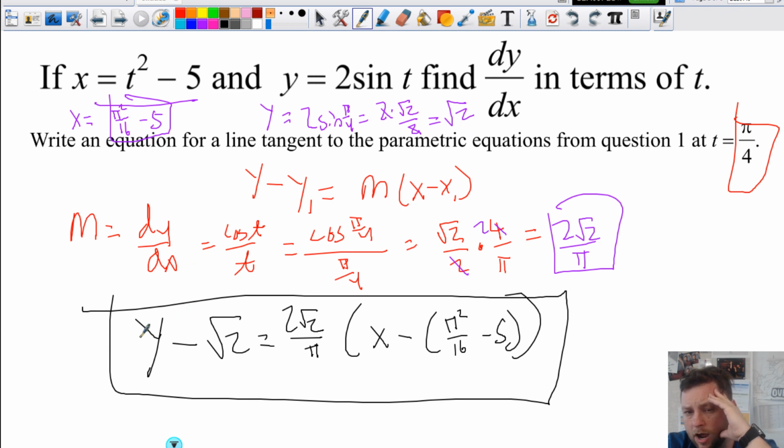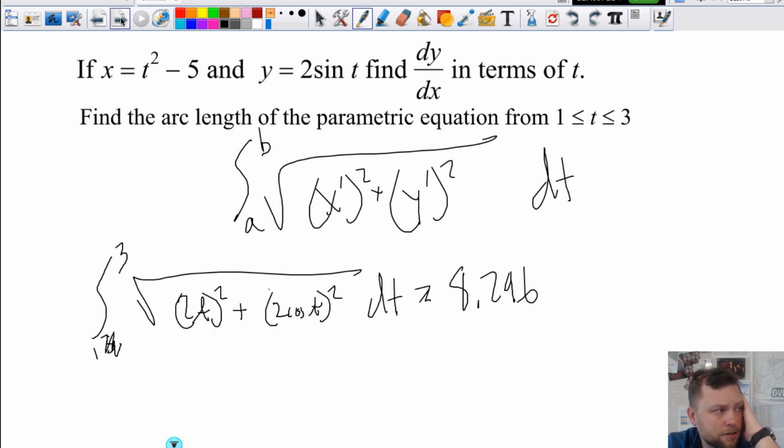So plugging that in, y minus square root of 2 equals 2 square root of 2 over pi times x minus this whole thing, pi squared over 16 minus 5. You can leave it like that. I would not simplify anymore. I know it's gross, but I just kind of made up these problems so they don't have nice looking answers.